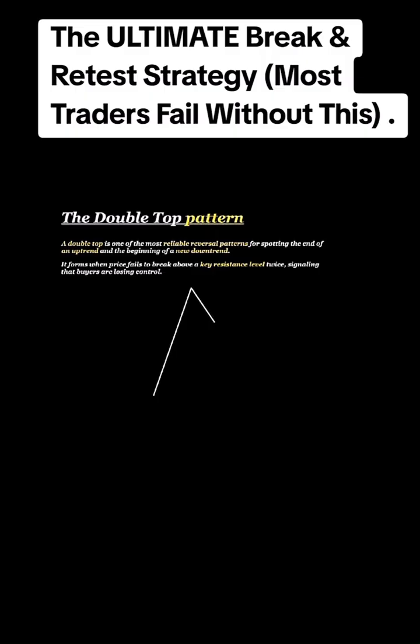First peak. Buyers push price higher, but resistance holds, causing a temporary pullback. This pullback often finds support at a key level where some traders look for new buy entries. Second peak. Buyers attempt another push, but this time they fail to break the first peak. This signals buyer exhaustion. There's no more demand to drive price higher.